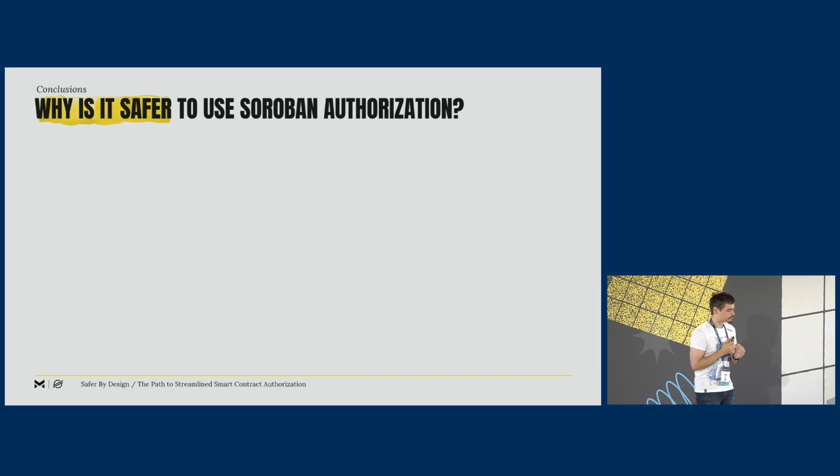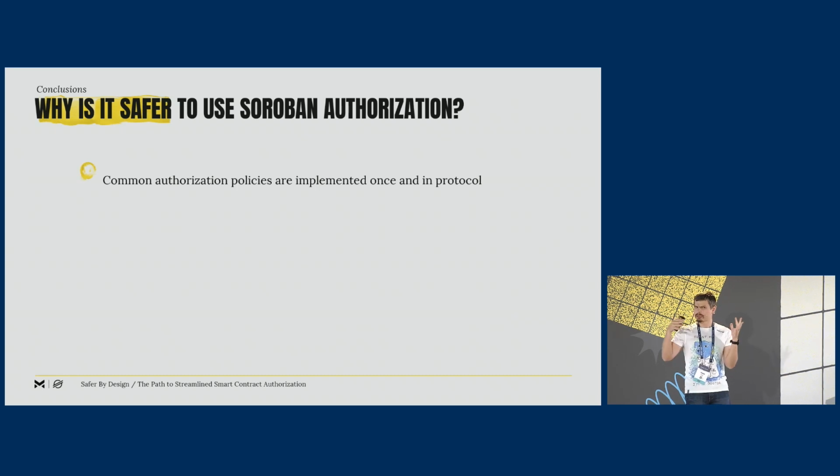Okay, so now to the conclusions and reasons why all this stuff is making the contract safer. Well, first, we have a lot of common stuff moved into the protocol, which means that it needs to be audited and tested just once for everyone, and it is being tested and audited. So there is a whole layer of code that you don't need to write, and obviously, if you don't write the code, you cannot have a mistake in it.